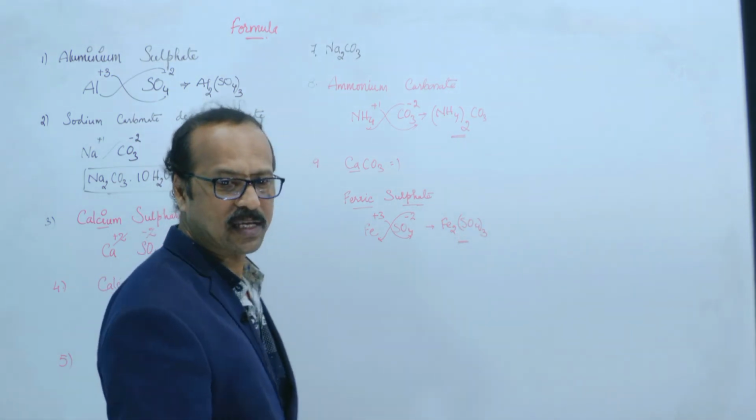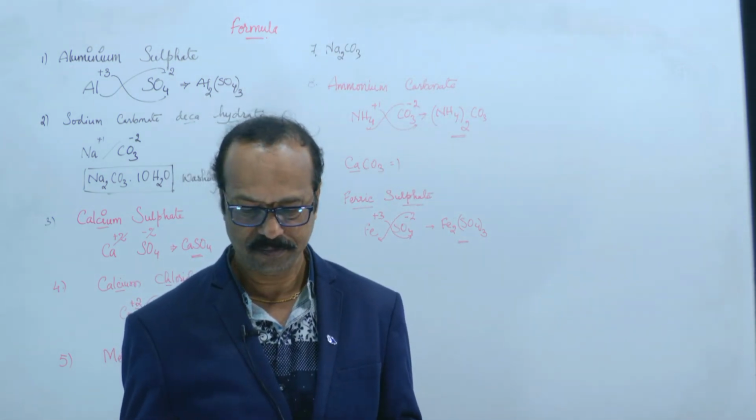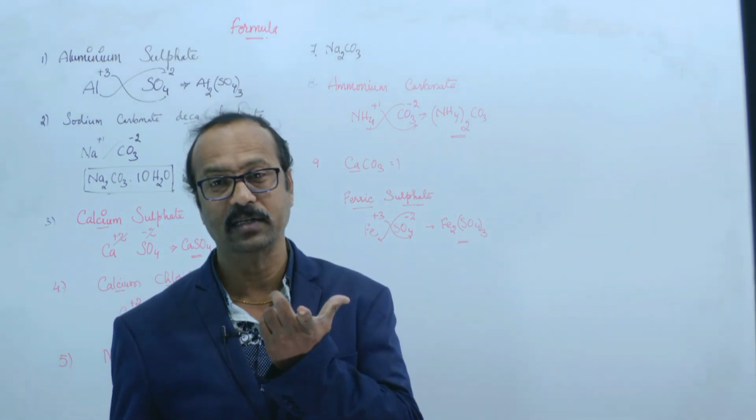Fe2(SO4)3, taken thrice, is the formula of ferric sulfate. Once you check, Fe2(SO4)3 taken thrice, it is there. The third one is the right answer.